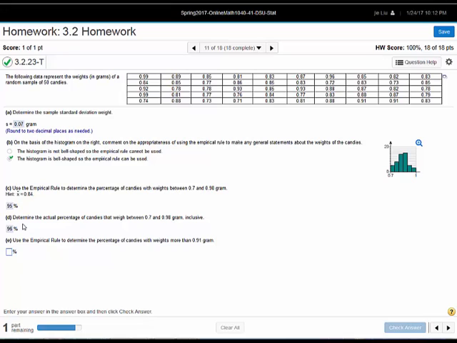So Part C is based on the empirical rule, which gives an approximation, but Part D is based on our sample. We actually got 96%. Part E: use the empirical rule to determine the percentage of candies with weights more than 0.91. So 0.91 is actually 1 standard deviation above the mean.